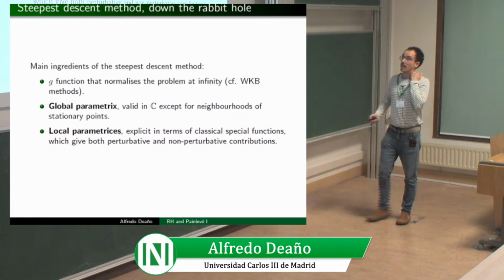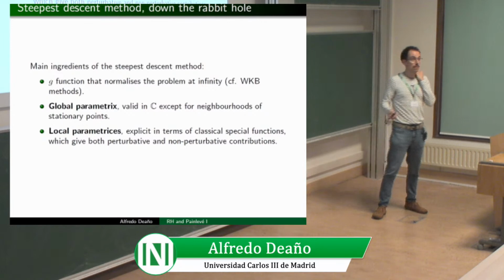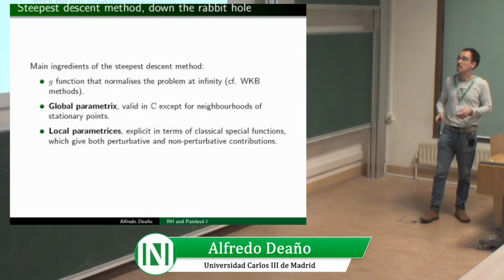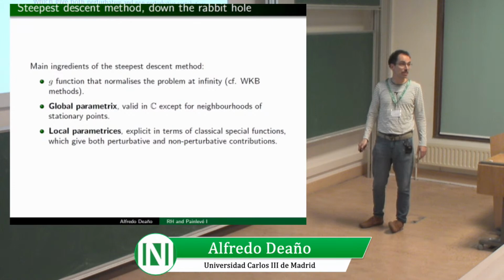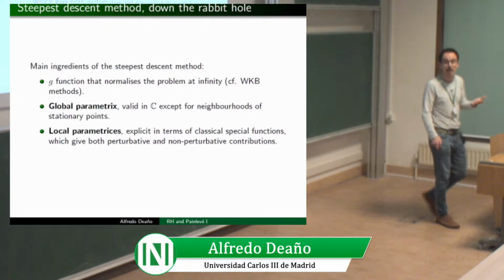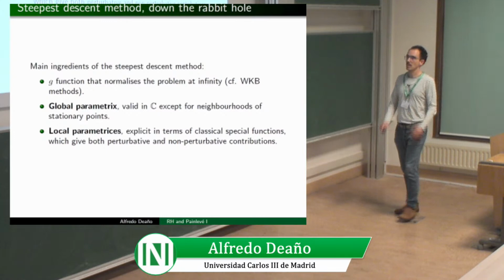And then you have two types of approximations, typically. One of them is the global. You look for a global approximation everywhere except for stationary points. And at these stationary points, normally you have to build local parametrices, or at least prove that things work. So, I mean, if you have an explicit local parametrix it is good. Otherwise, you have to be a bit more clever.